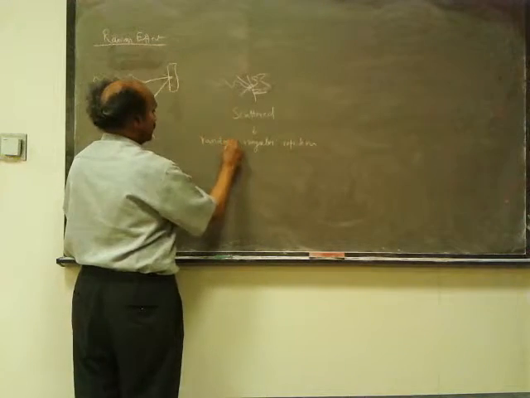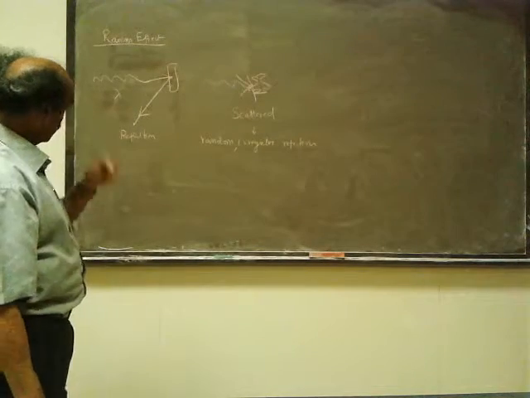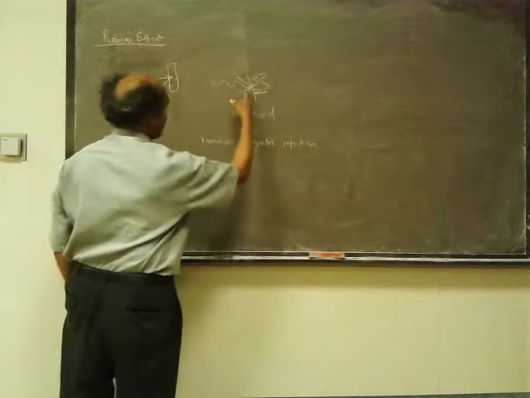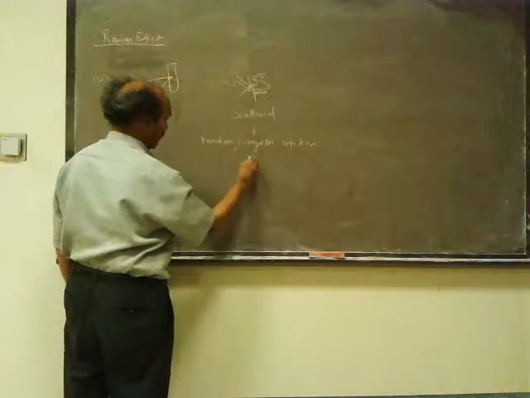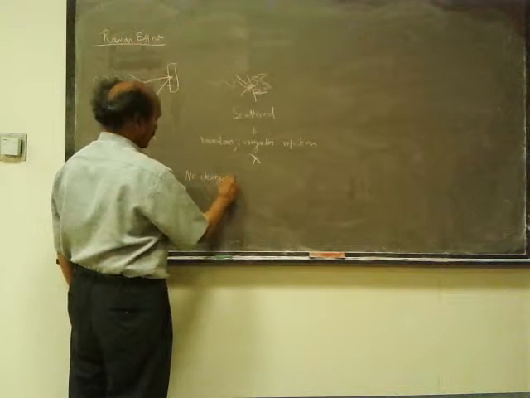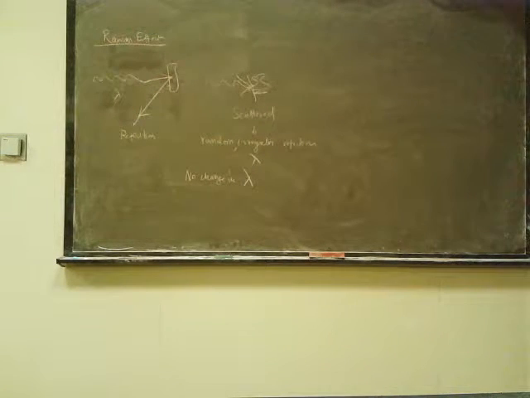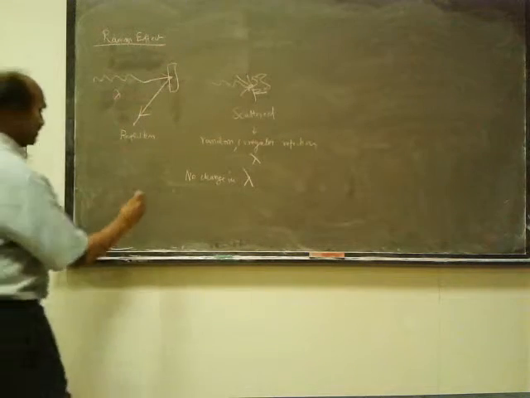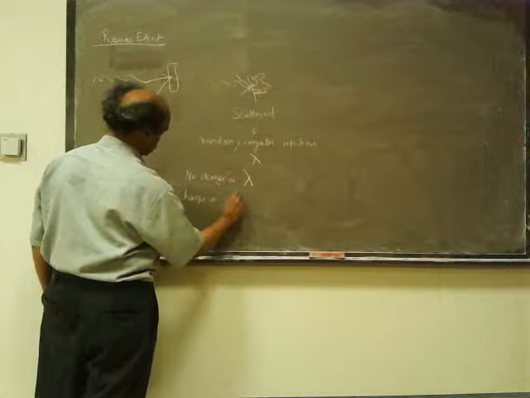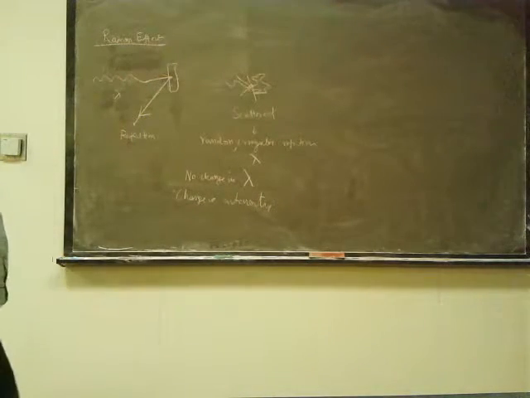Random irregular reflection. In both cases, if lambda is the wavelength of the light, the scattered light also has wavelength lambda. No change in lambda. But there is a change in intensity. Change in intensity. Next step.